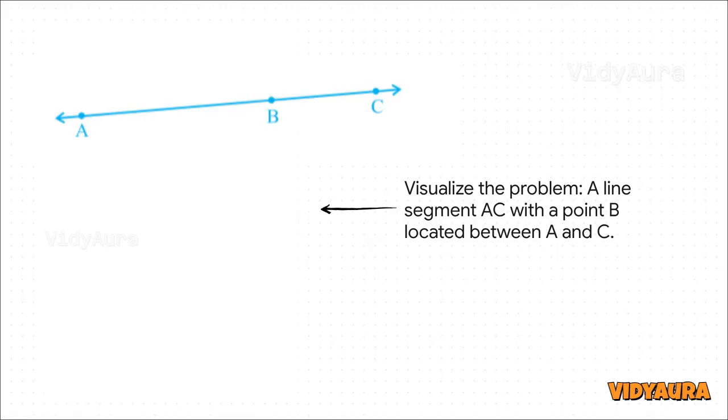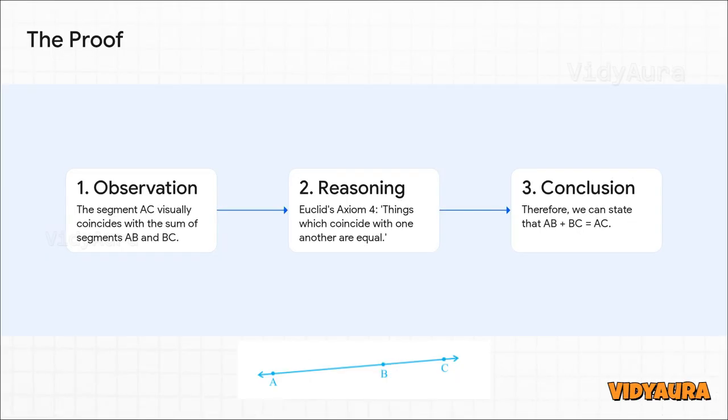First things first, what do we always do in geometry? We draw a picture. So let's visualize what the problem says. We just draw a straight line. We put point A at one end and point C at the other. And then we stick point B somewhere in between them. Simple as that. All right, now let's build the proof.